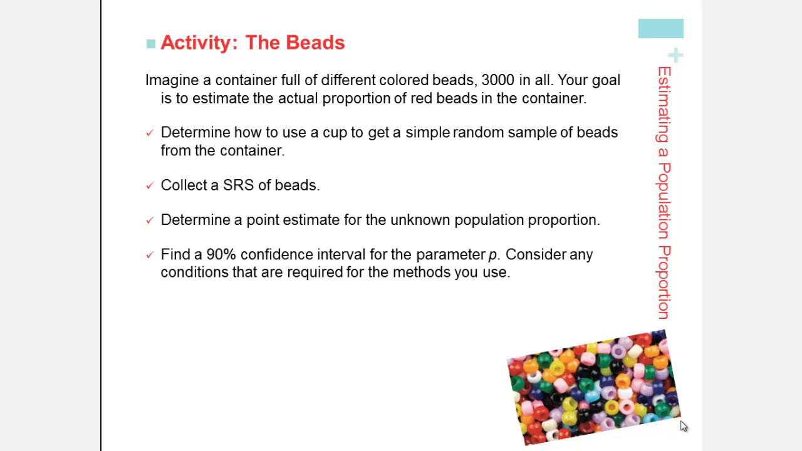First, determine how we could use a cup to get a simple random sample of beads from the container. This would entail stirring the beads thoroughly before we drew the simple random sample. Next, we would collect a simple random sample of beads. Then determine the point estimator for the unknown population proportion. And then after we've done that, we would find the 90% confidence interval for our parameter p. We must consider that all conditions are met to use this method.